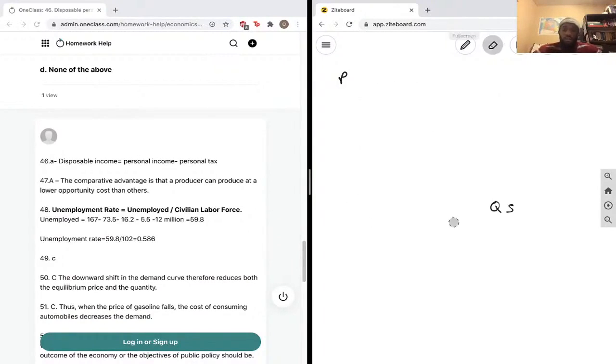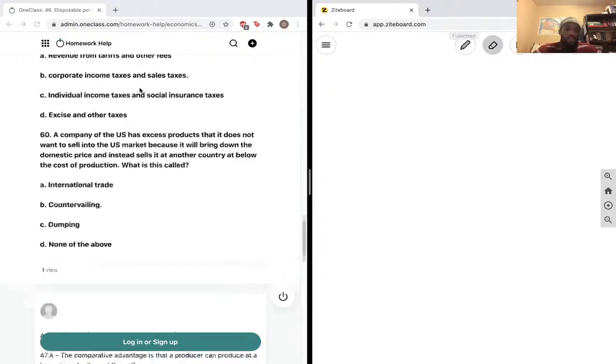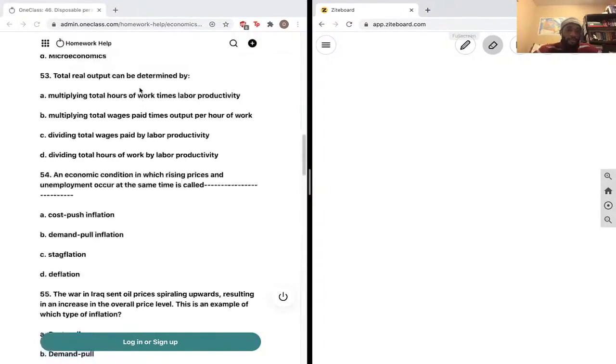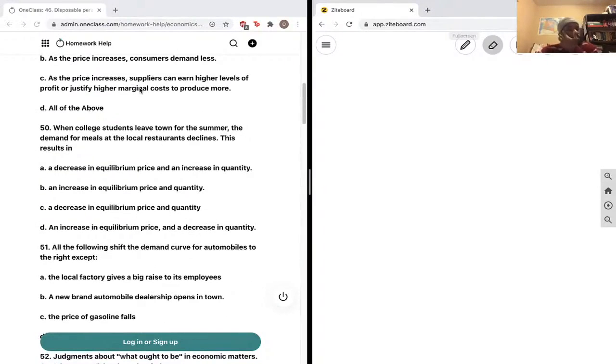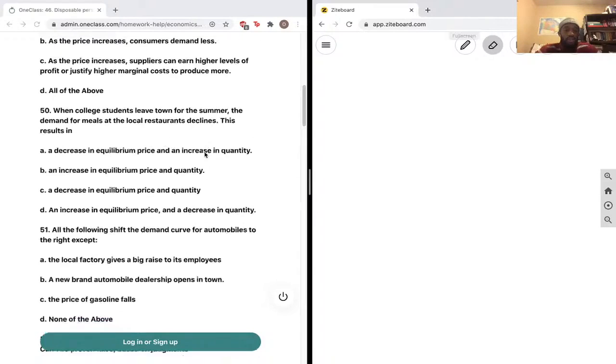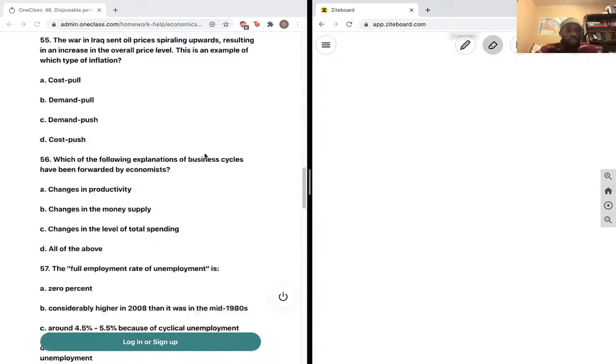Okay, so we're at question 50 out of 60 over here. I believe there's 60. Question 50, when a college student leaves town for the summer, the demand for meals in a local restaurant declines. This results in A, a decrease in equilibrium price and an increase in quantity. B, an increase in equilibrium price and quantity. C, a decrease in equilibrium price and quantity. D, an increase in equilibrium price and decrease in quantity. And let's see what our tutor said.